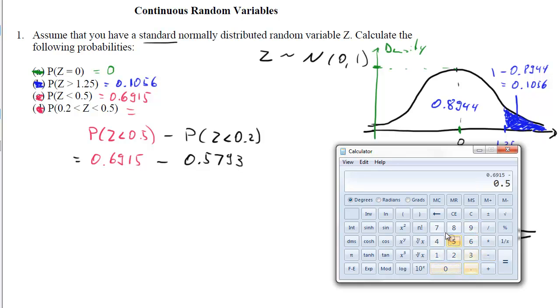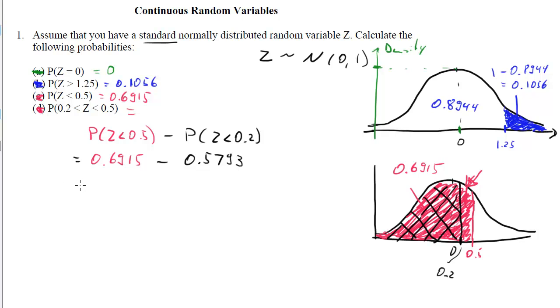And so what do we get? 0.6915 minus 0.5793, we get 11.22%. So the result is 0.1122, and that is the size of this area here. Okay, 0.1122. So that was all of this.